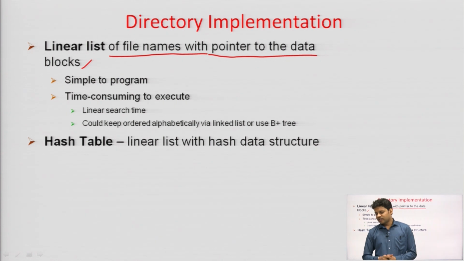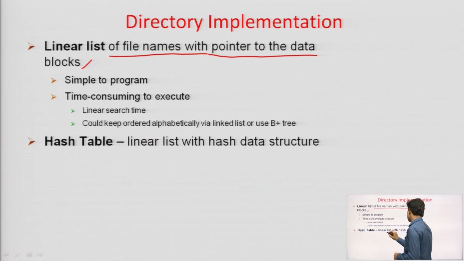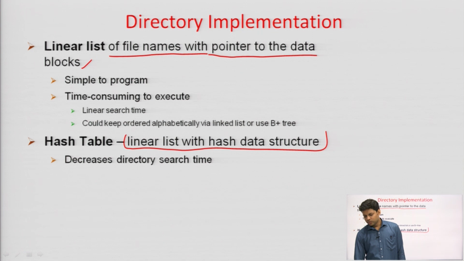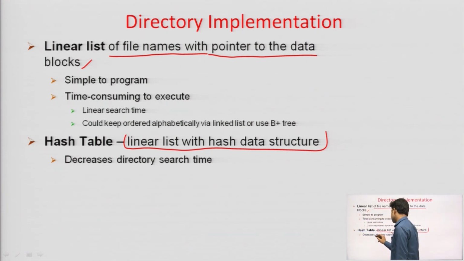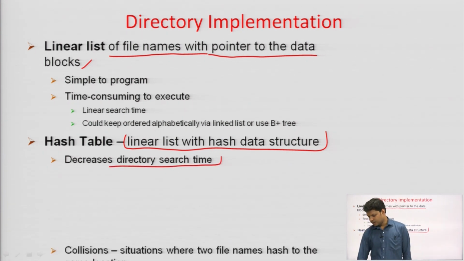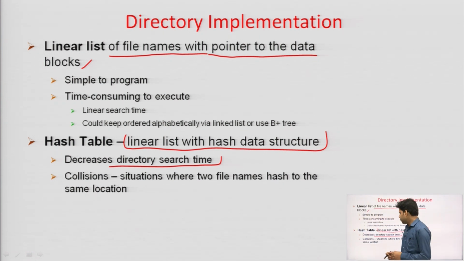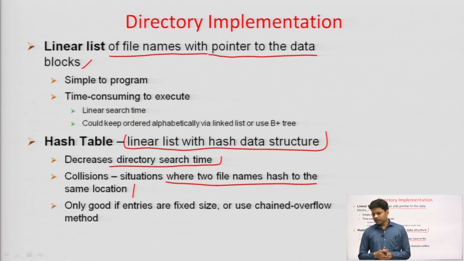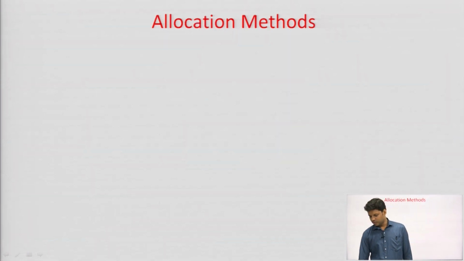Next is your hash table. A hash table is a linear list implemented with a hash data structure. The benefit of using a hash table is that it decreases directory search time. It may have a collision situation, that is, where two file names hash to the same location. So it is only good if entries are fixed size or use the chained overflow method.